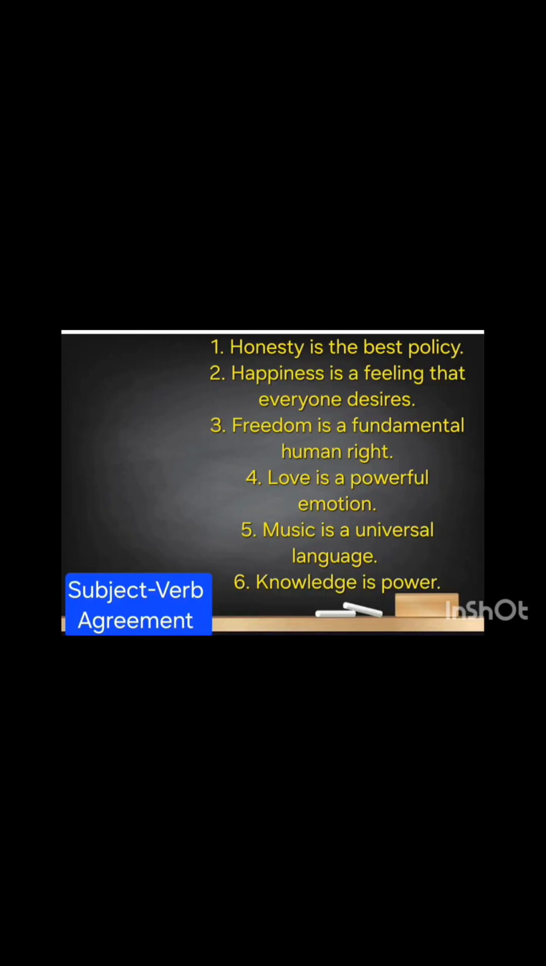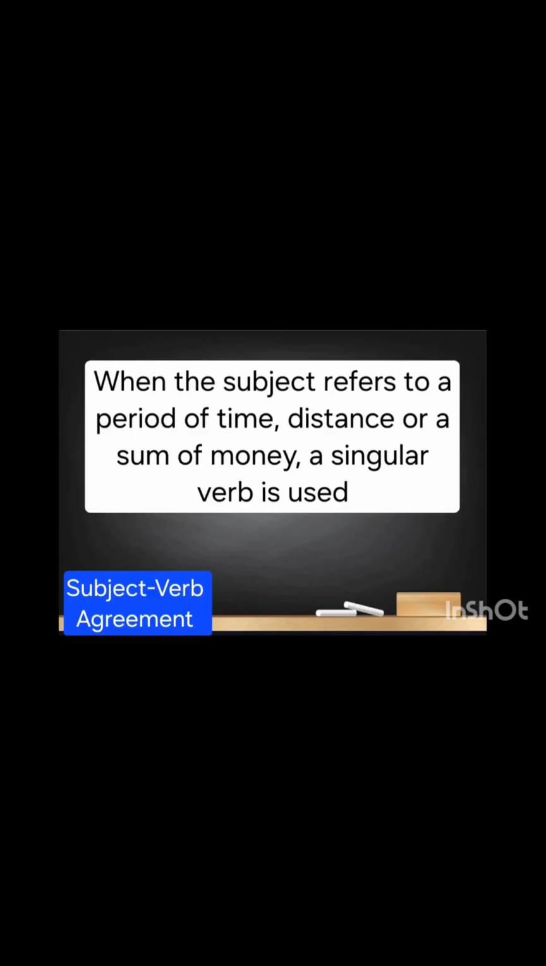Happiness is a feeling that everyone desires. Freedom is a fundamental human right. Love is a powerful emotion. Music is a universal language. Knowledge is power. So we are using a singular verb in all the sentences. So do keep in mind the use of abstract nouns and uncountable nouns.